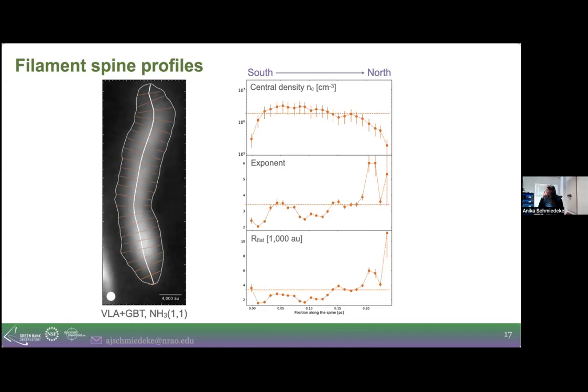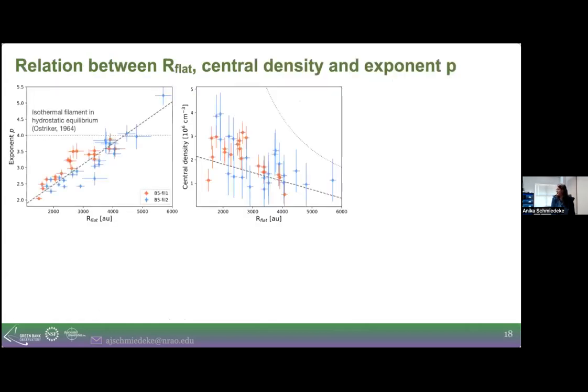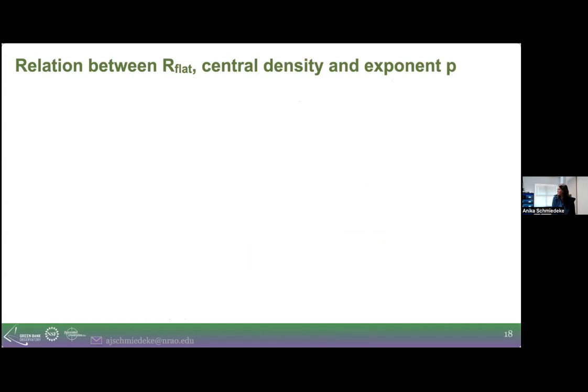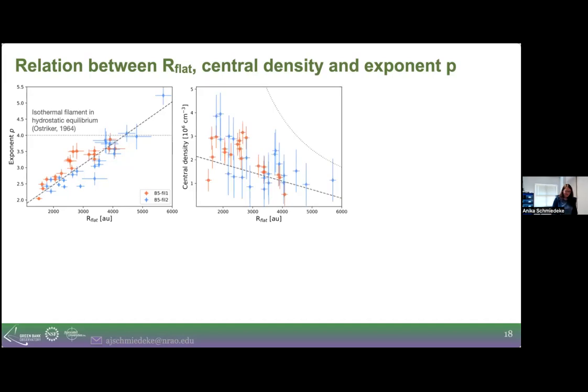Once I had this data, I started to look for whether there is any correlation between these parameters. Is there anything we can find? So I started plotting them one versus the other. Let me go back, sorry. If you look at the first one, this is plotting the exponent versus the flattening radius. I hope you agree with me, this is a very nice correlation. They are more or less lining up on this line that I fit through here.